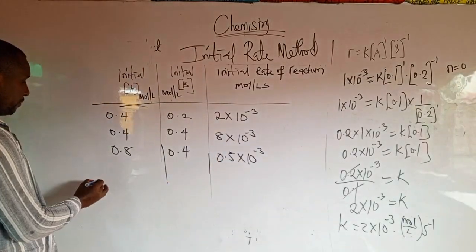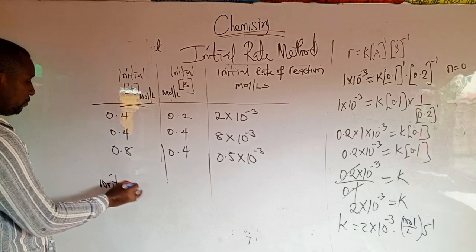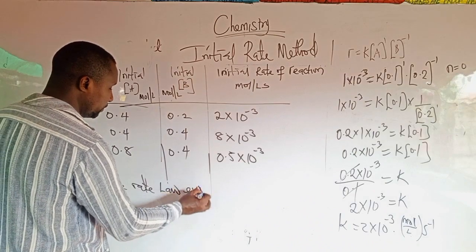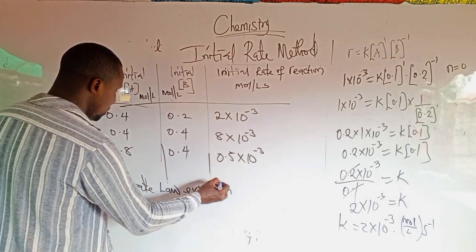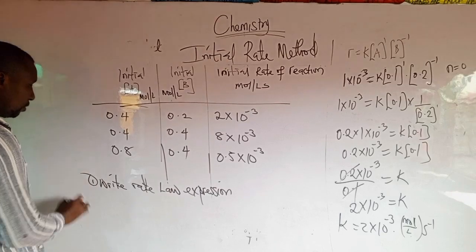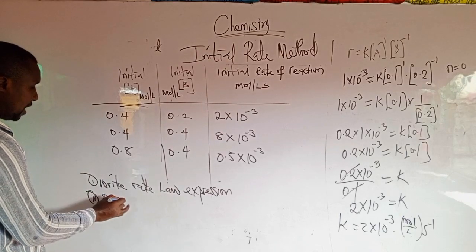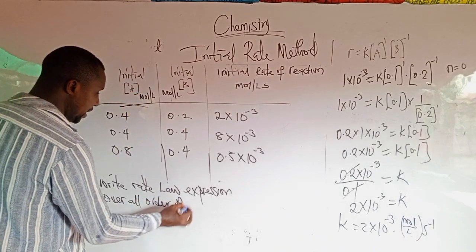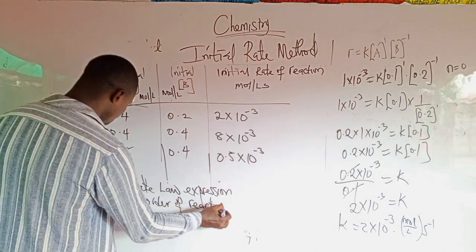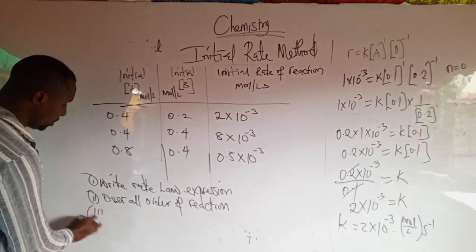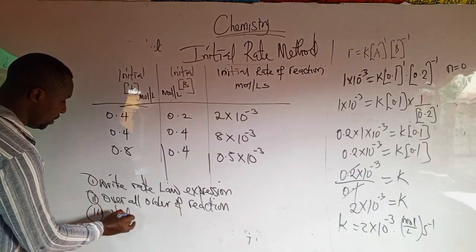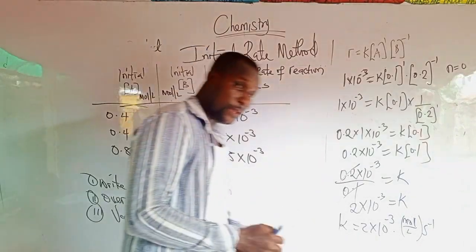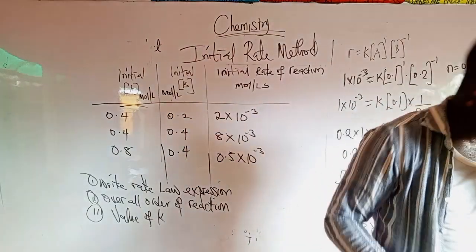Then write the rate law expression. Write the rate law expression. That's the first one. Then find the overall order of the reaction. Then Roman figure 3: calculate the value of K. Get the value of K.